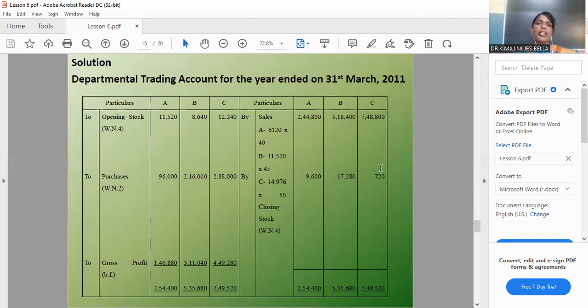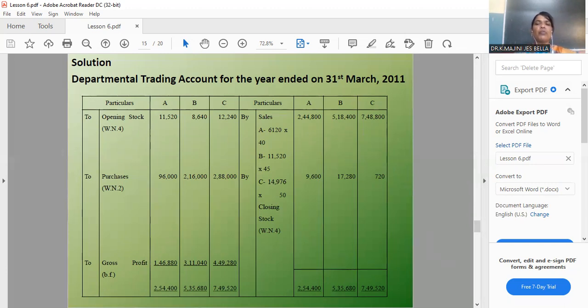Then we'll move to the solution part. Departmental trading account for the year ended on 31st March 2011. We are going to prepare the departmental trading account for all 3 departments. First put the particulars column, then Department A column, Department B column, then Department C column. On the credit side also, put the particulars column and the columns for Departments A, B and C.